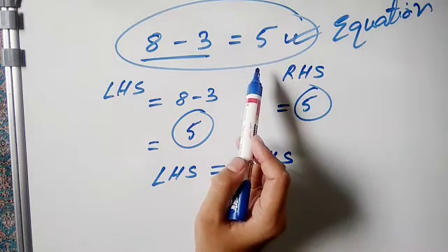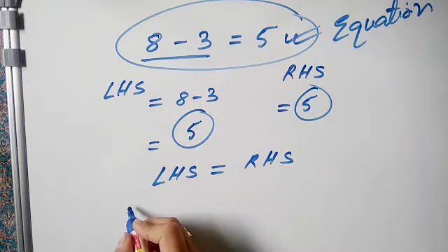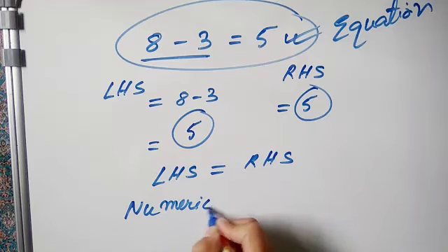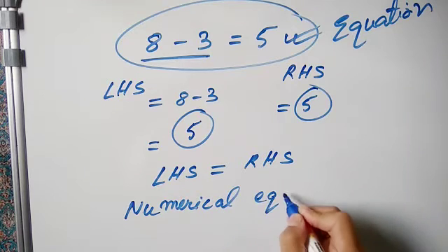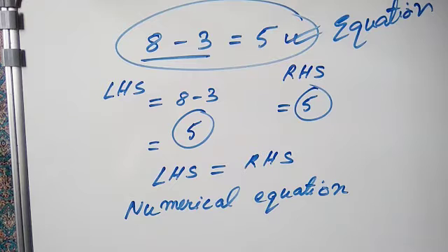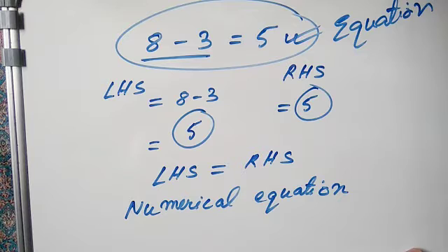So such equation in which there is no variable involved, we call them numerical equation. We have a special name for them and we call them numerical equation. Understood? So a numerical equation is just an equation without any variable. Understood?